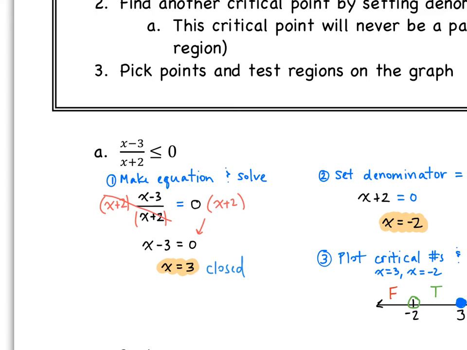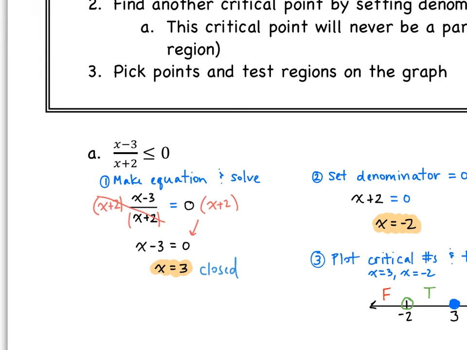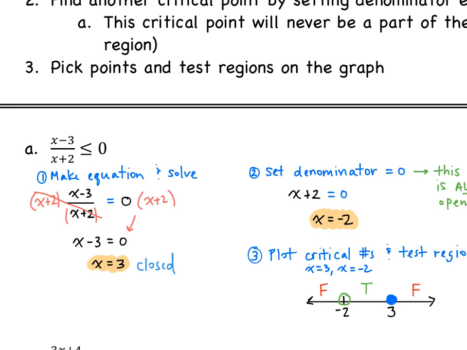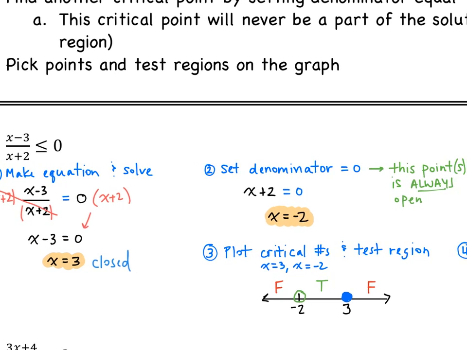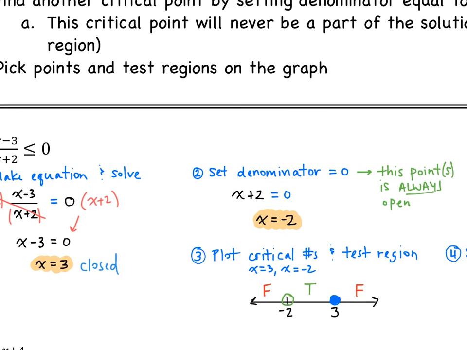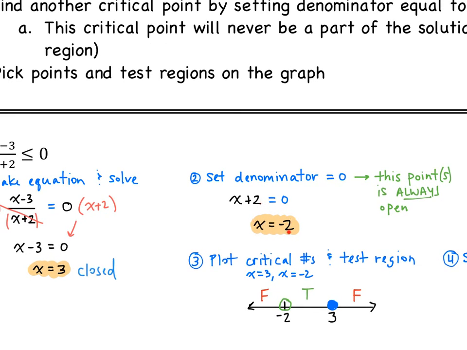The next step is we have to set our denominator equal to 0, because we can never divide anything by 0. So step number 2, we set the denominator equal to 0. x plus 2 equals 0, and we get x equals negative 2. This point is always going to be open on our number line because it can never equal this critical number, because that would make our denominator 0. So this critical number is always, always, always open on our number line.